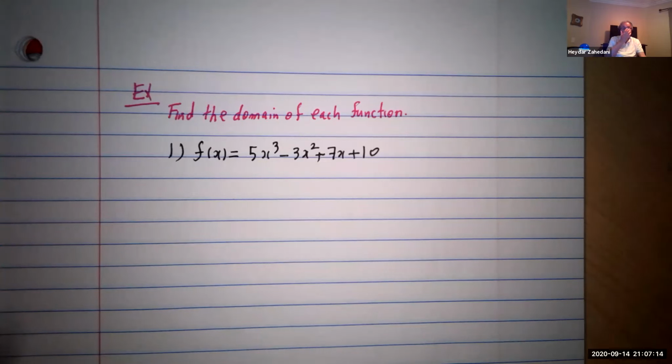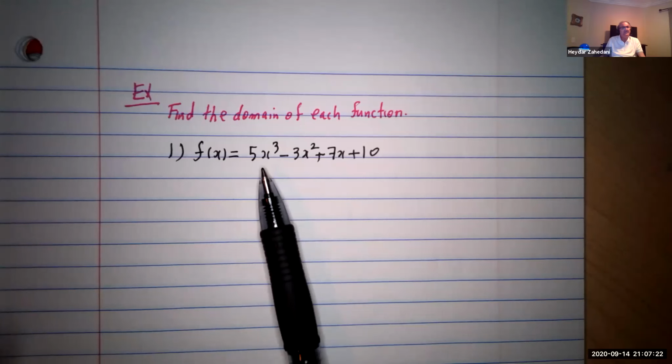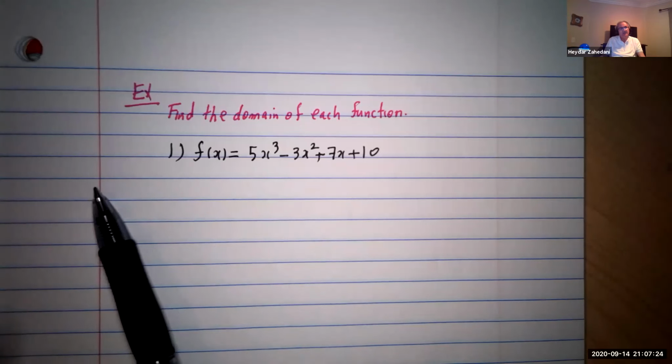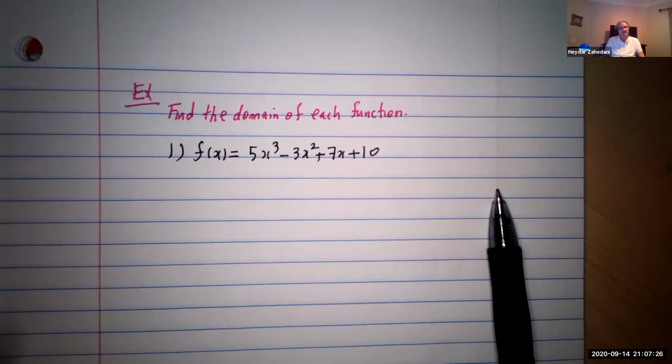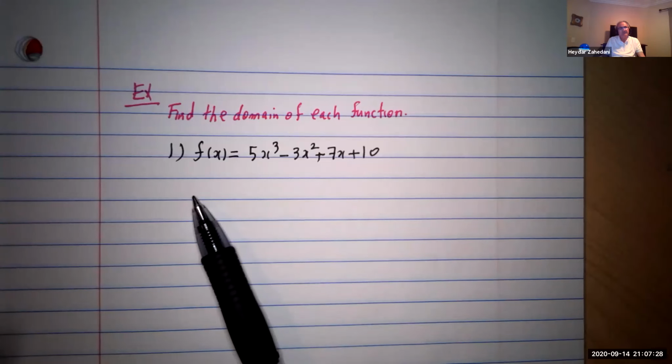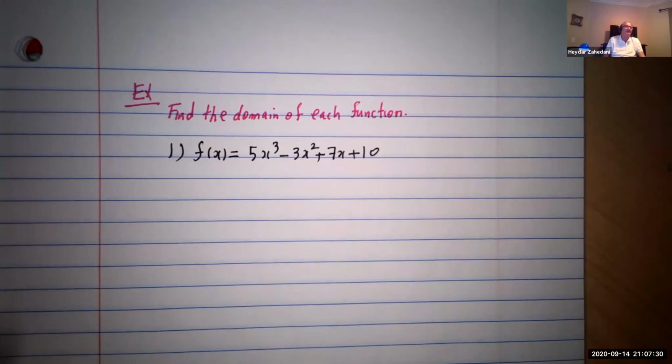You know that there is no restriction. We can add, subtract, multiply any number we like. So the domain of this function is the domain of that free agent. All real numbers, from negative infinity to positive infinity. So as long as you add, subtract, and multiply, it's free.